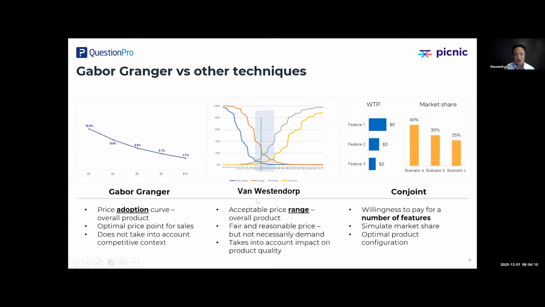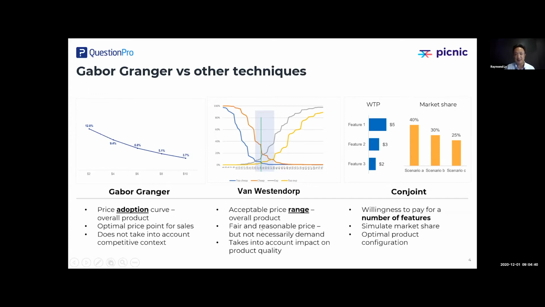The middle one, which is called Van Westendorp, is all about what's an acceptable price range for the product. You've got a lot of curves here, and the curves are just looking at prices that people talk about in terms of being too cheap, expensive, or too expensive. And it's just a cumulative distribution across those 4 price points. The idea behind this is to find what's an acceptable range, what is fair and reasonable to the customer.